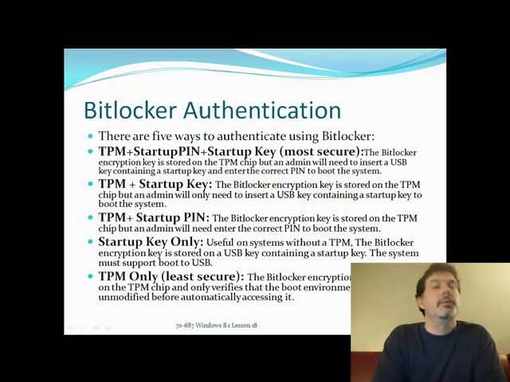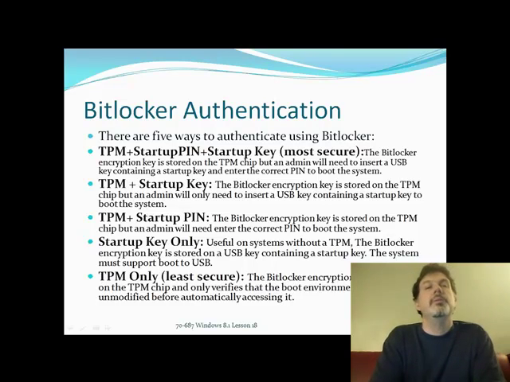So let's talk a little bit about how we authenticate to the device with BitLocker. There are 5 ways we can do this. Let's talk about the most secure method, using TPM in conjunction with a startup pin and the startup key. When we use this method, the BitLocker encryption key will be stored on the TPM chip, but an administrator will need to insert a USB key containing the startup key and enter the correct pin to boot the system.